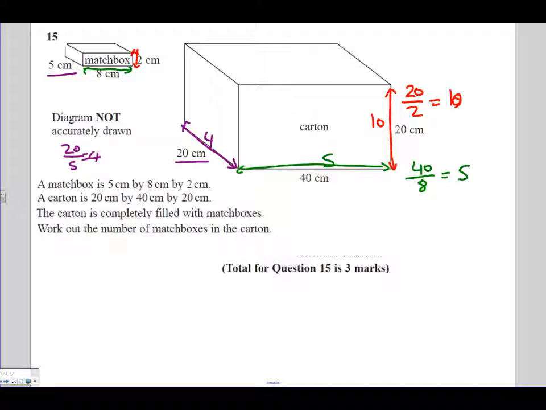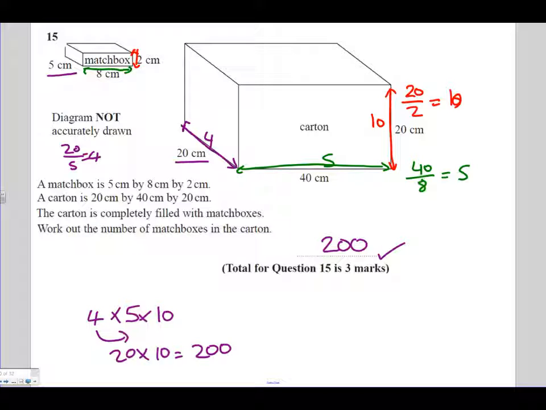So now all we need to do to find out the total number of matchboxes is multiply each of the dimensions. So 4 deep, 5 wide, and 10 high. So 4 times 5 is 20, times 10 is 200. So the answer is 200 matchboxes will fit into the carton. 1 mark for 200 and the 2 marks for showing our process for working out how many fit into the carton.